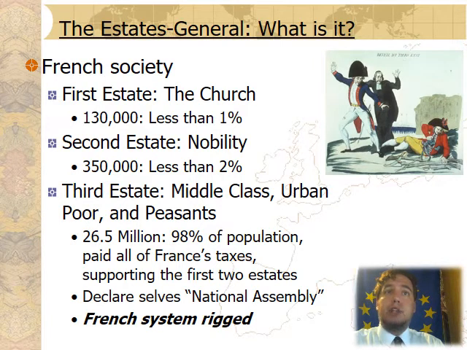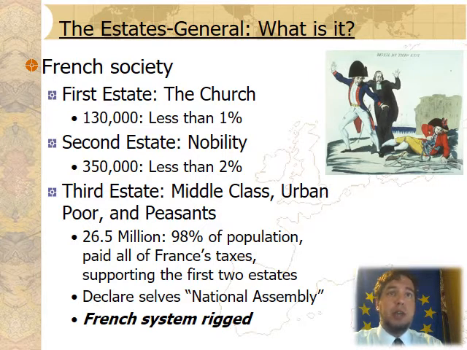In France, the Church, the Roman Catholic Church, represented about 130,000 people, which was less than 1% of the entire population. The Second Estate represented the aristocracy or nobility, approximately 350,000 people, which was less than 2% of French society. And the Third Estate, which was given equal voting abilities with the First and Second Estate, represented the middle class, the urban poor, and peasants, approximately 26.5 million people, or about 98% of French society. The problem with this setup was the entire French system was rigged.